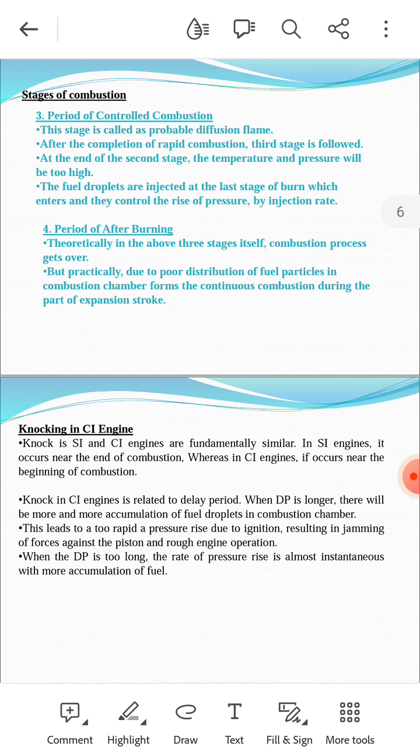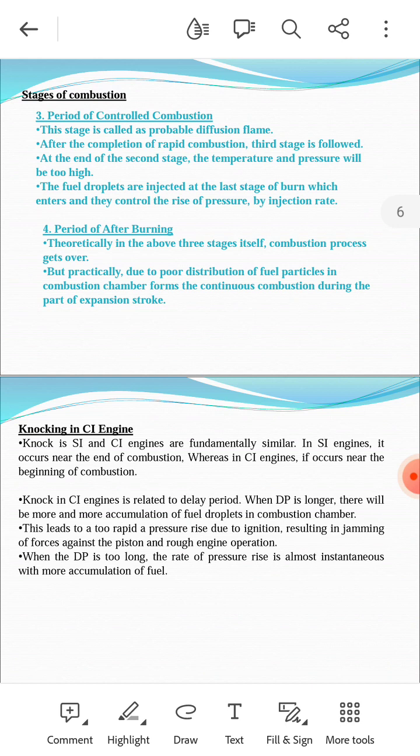Knocking in SI and CI engines is fundamentally similar. In the SI engine, it occurs near the end of the combustion, whereas in the CI engine, it occurs near the beginning of combustion. Knock in the CI engine is related to the delay period. When the delay period is longer, there will be more and more accumulation of fuel droplets in the combustion chamber.